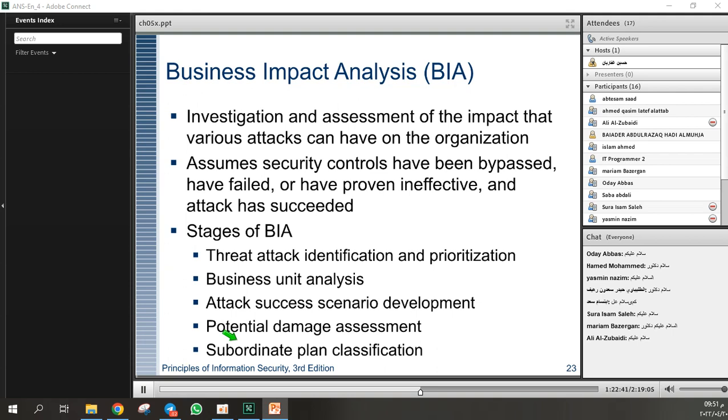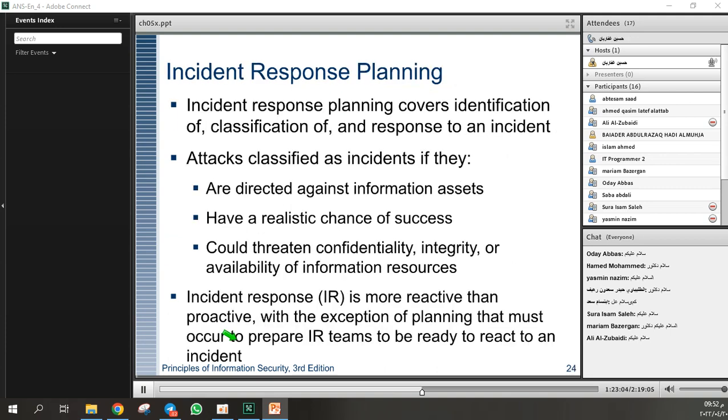So I need business impact analysis. I have to do it firstly, and after that, select those items that I must cover. Decide what I should do with different attacks, different threats.